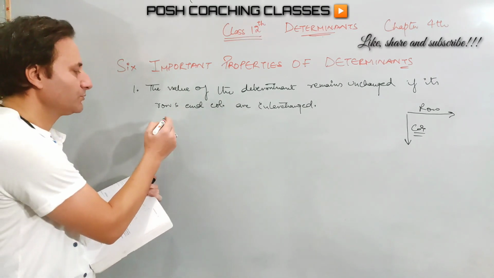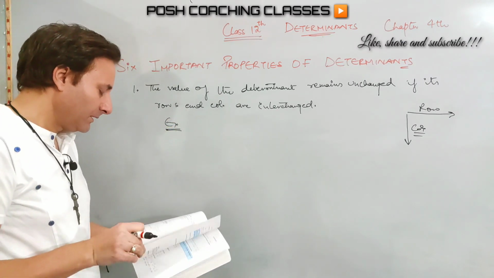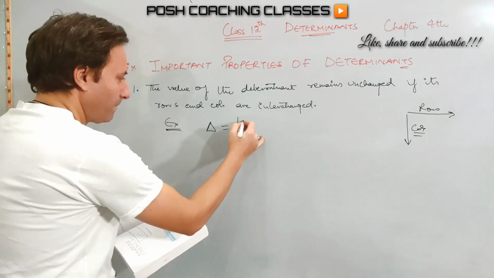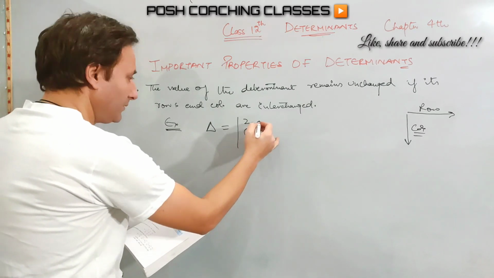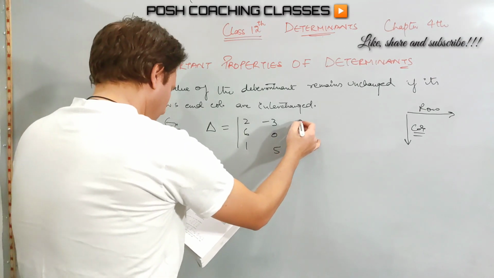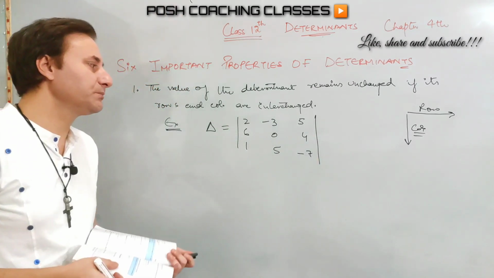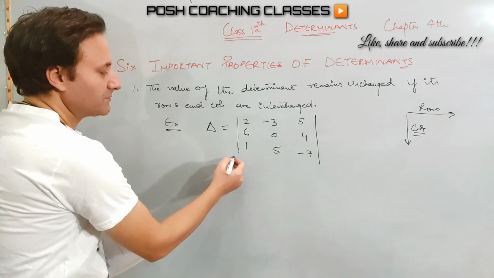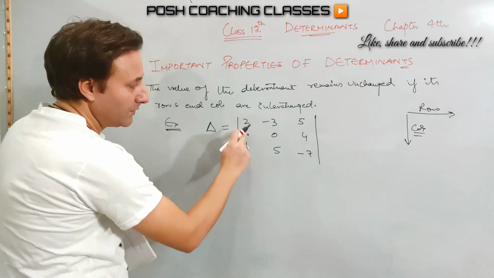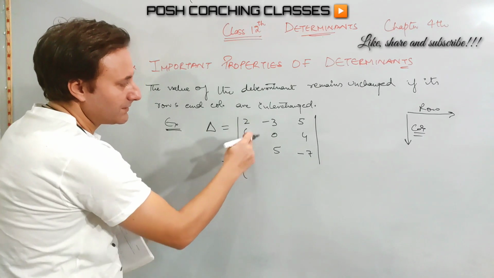Let's take an example to understand what it actually says. For example, I have delta with rows 2, minus 3, 5; 6, 0, 4; and 1, 5, minus 7. This is my determinant. If I try to solve it, I take a row or column, it is your choice. So I'm taking the first row here, and for each element the row and column it sits in are left out.